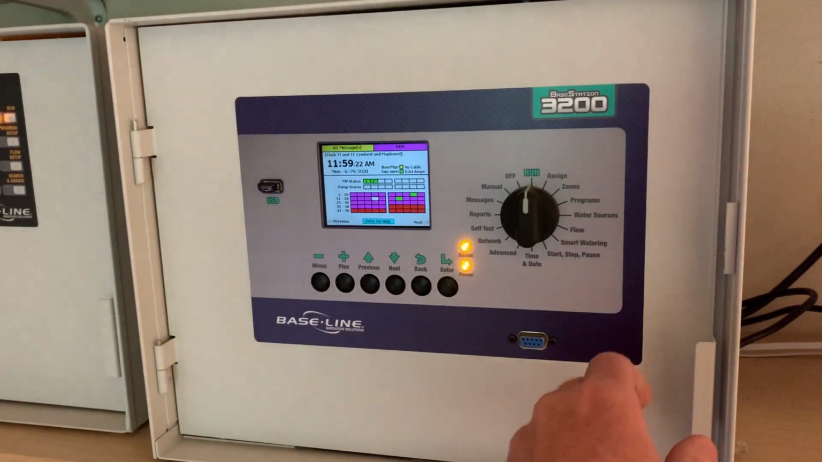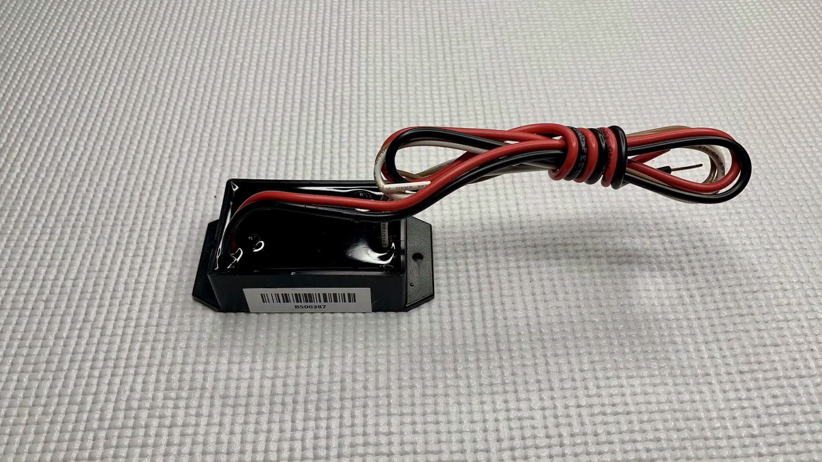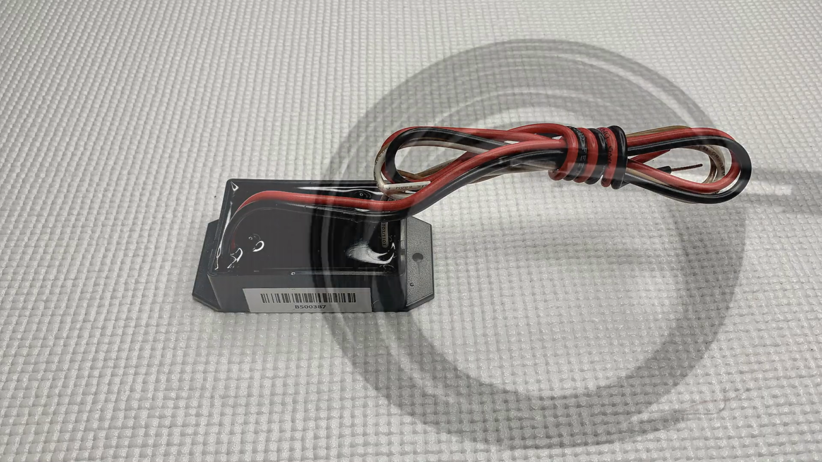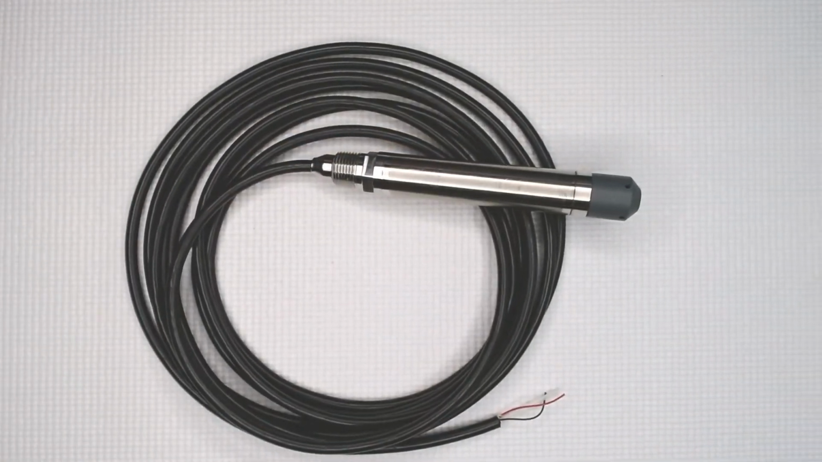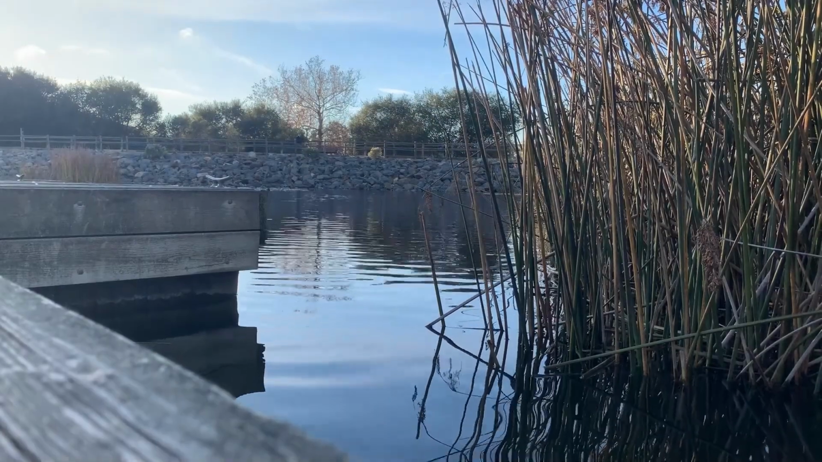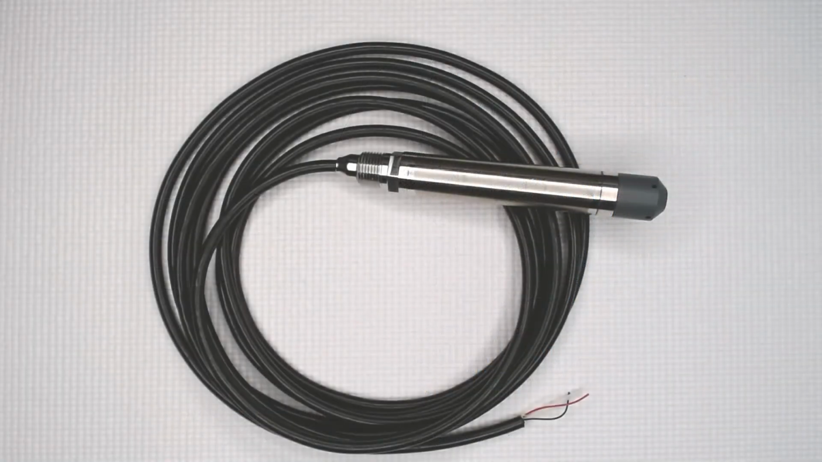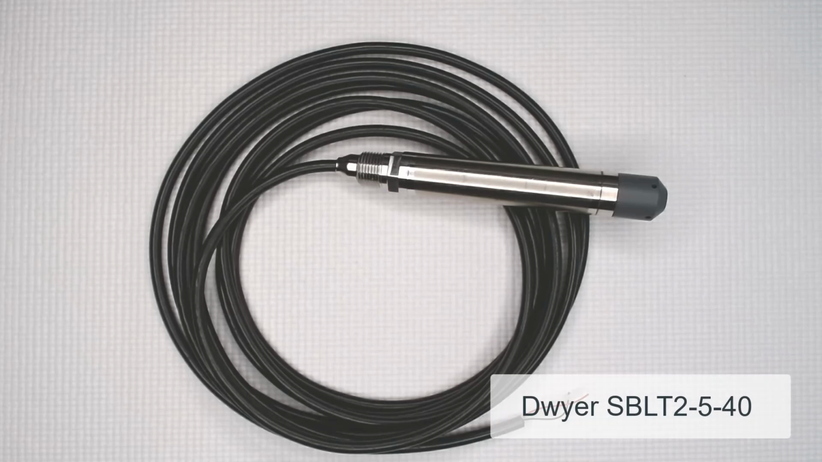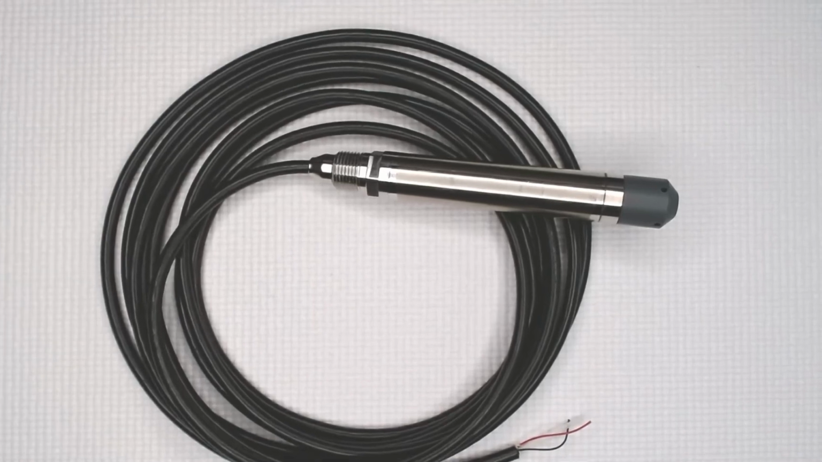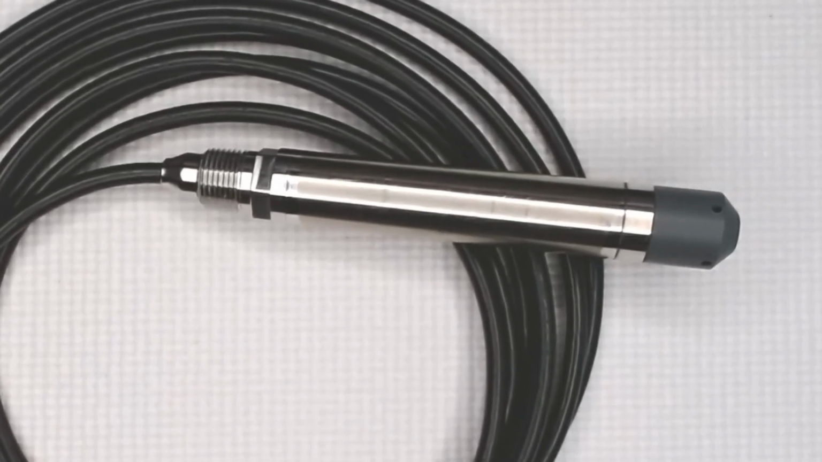A Base Station 3200, a BL-5406 pressure bicoder, a separate lake level transducer, and of course your body of water, like a lake, cistern, or wet well. My lake level transducer is made by Dwyer. It's model number SBLT2-5-40, but there are several others on the market. This particular one has a 0 to 5 PSI range and comes with a 40-foot long cord. Be sure to order one that fits your application in your expected pressure range.